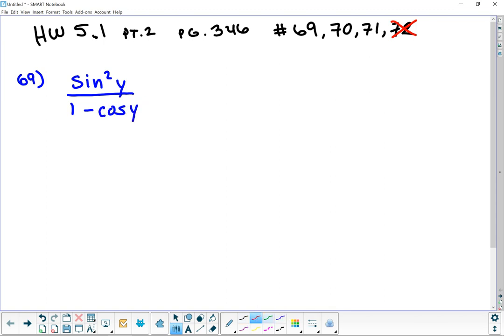So to begin, we will need to rationalize this thing, multiply it by 1 plus cosine y. Remember, we want the conjugate of this, so the only difference is that instead of a minus, we're going to use a plus in between. We're not going to do the opposite in the front, just in between. And if we do it to the bottom, we're going to do it to the top.